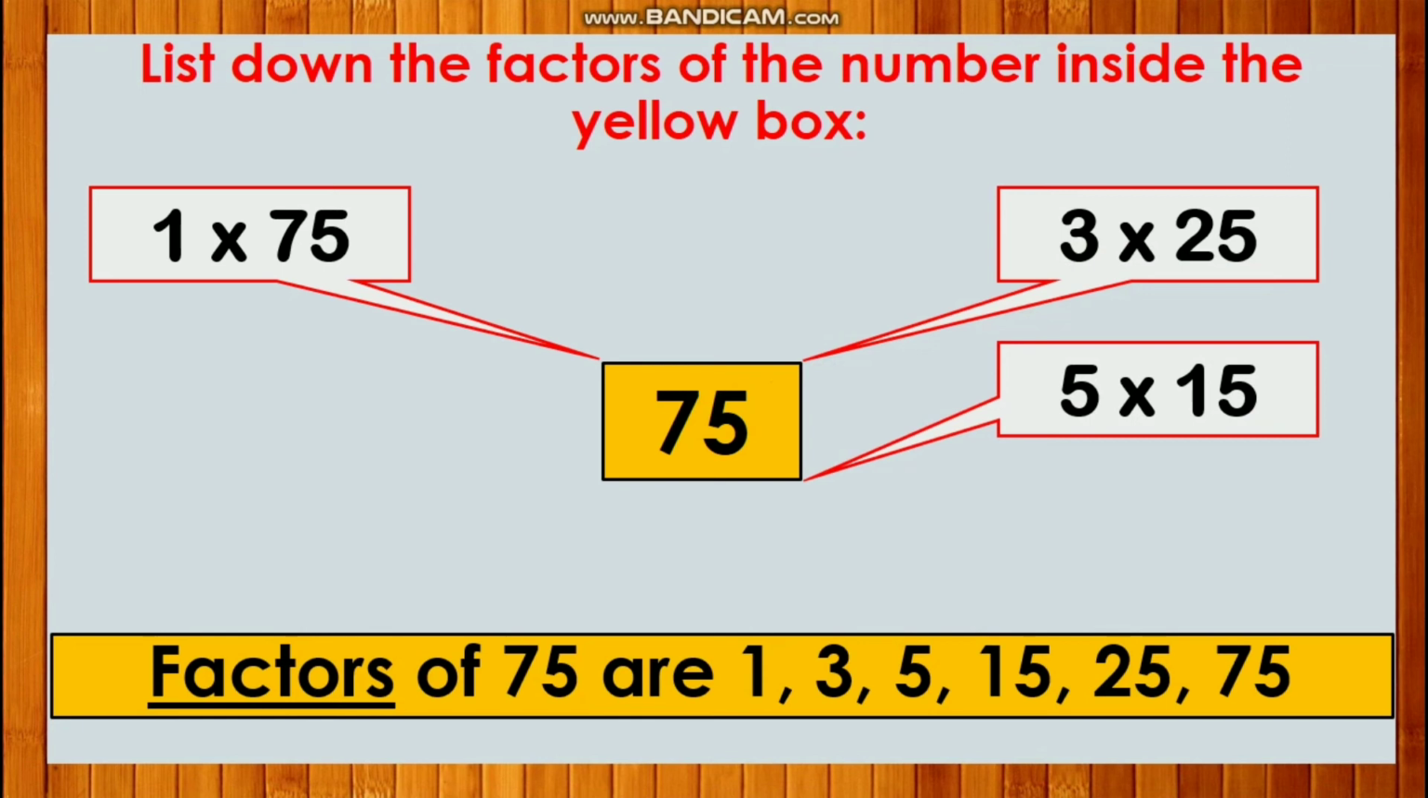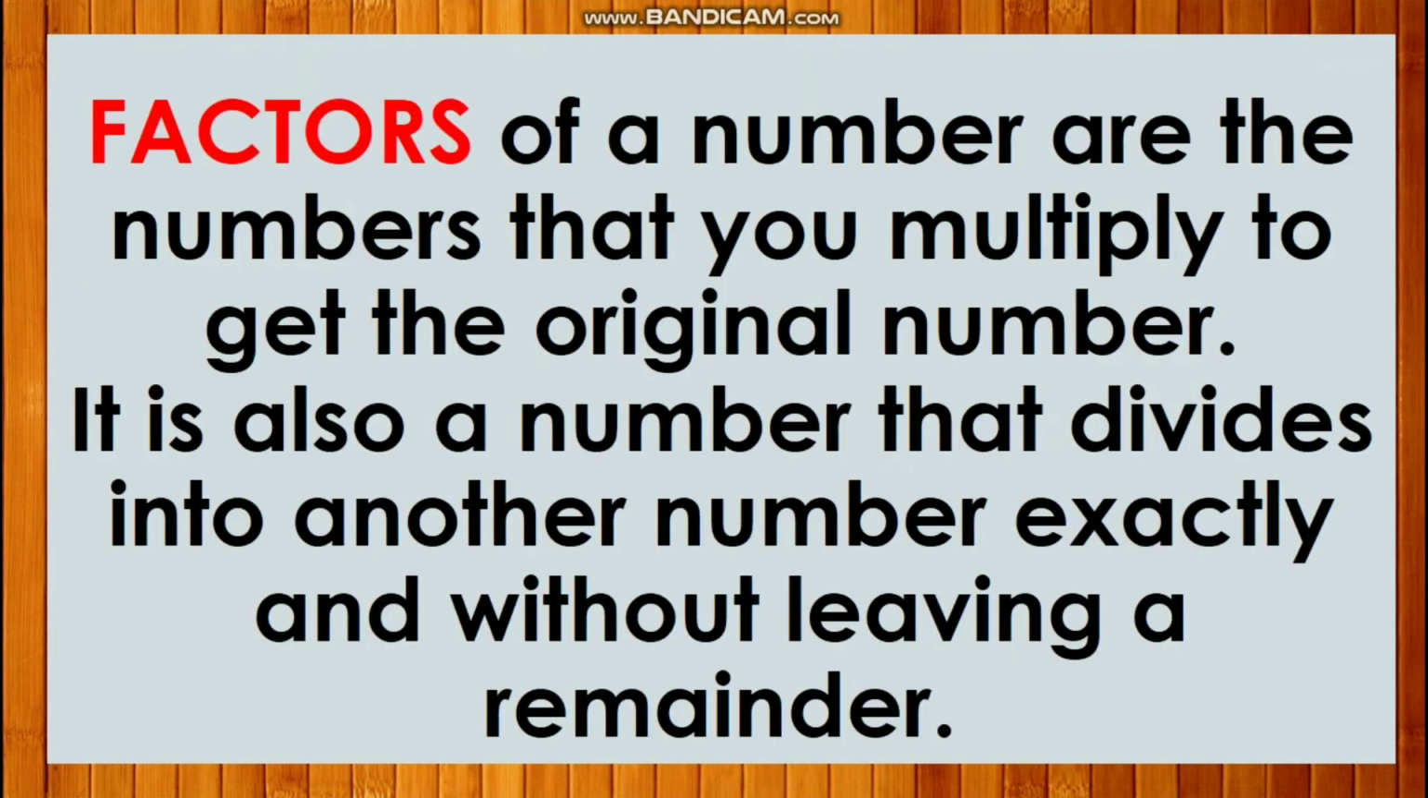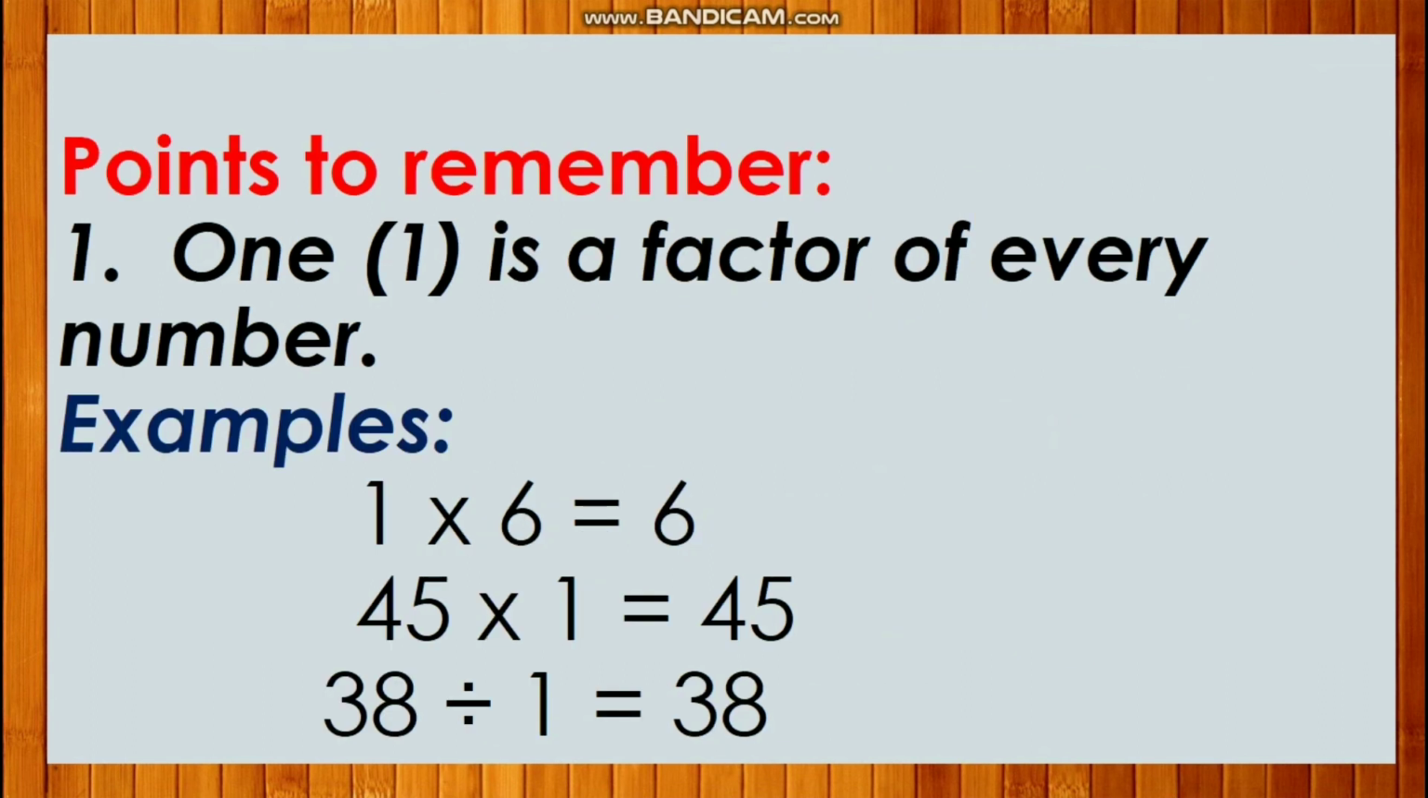So how do you find the process? Is it hard? Always remember the following. Factors of a number are the numbers that you multiply to get the original number. It is also a number that divides into another number exactly and without leaving a remainder. So we have some points to remember about factors, and I want you to remember the following.